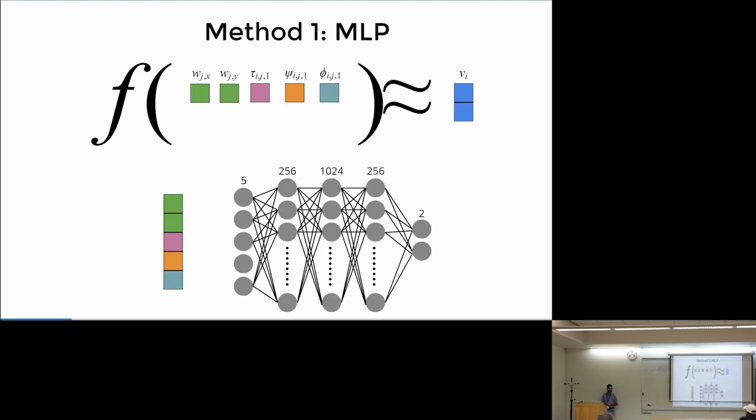The first method we used was a multi-layer perceptron. For this case, we only used the shortest path. It is the one corresponding to the least amount of time it took for the signal to arrive. So for this case, we have 5 parameters: the x and y coordinates of the base station, and the time of arrival, the angle of departure, and the angle of arrival. We apply a multi-layer perceptron with 3 intermediate layers of sizes 256, 1024, and 256.